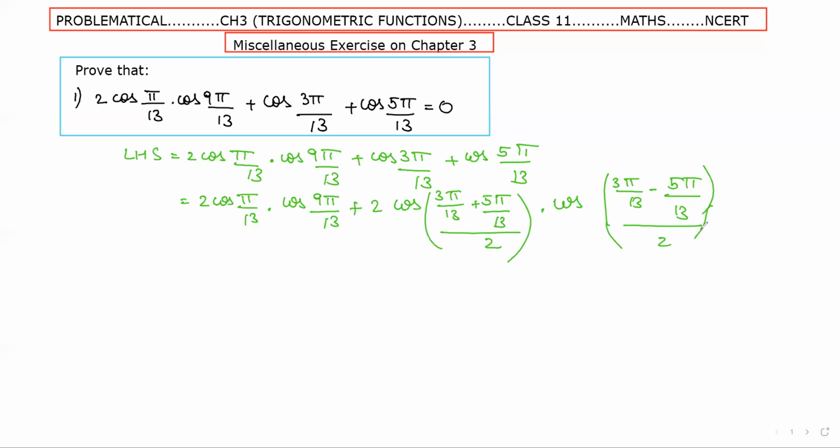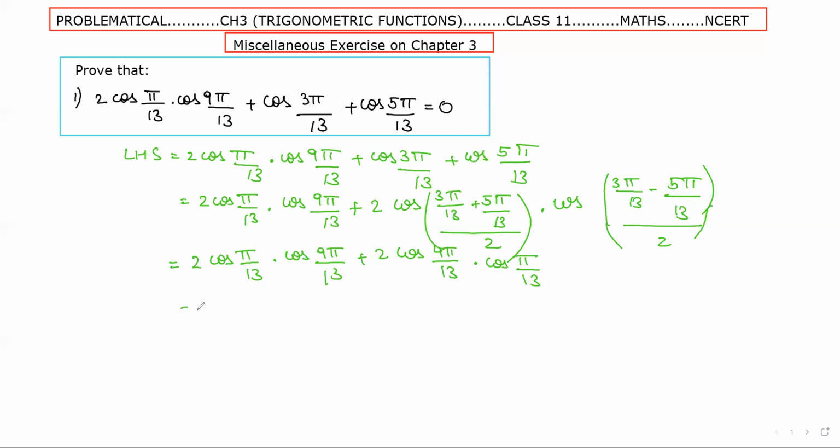3 pi by 13 plus 5 pi by 13, 3 plus 5 is 8 pi by 13, whole divided by 2 is 4 pi by 13. And 3 pi by 13 minus 5 pi by 13 would be minus 2 pi by 13, which divided by 2 is minus pi by 13. Cos minus theta is equal to cos theta. So the first two terms are cos pi by 13 into cos 9 pi by 13 plus 2 times cos 4 pi by 13 into cos pi by 13.